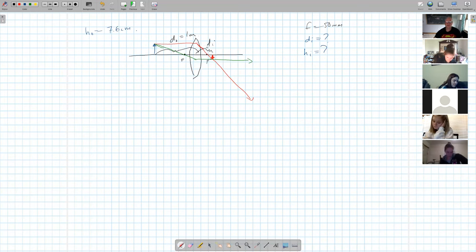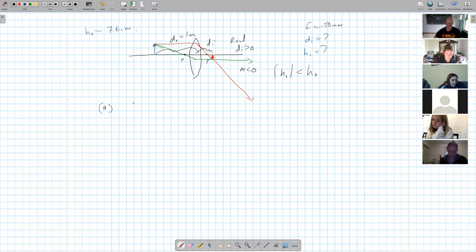So from here, what we should see is that this is a real image because the light is actually passing through it. It's going to be a real image because the image distance we should find to be positive. The magnification should be negative since the image should be inverted. And we should find that the absolute value of the image height should be less than that of the object height. So this is what we should find.